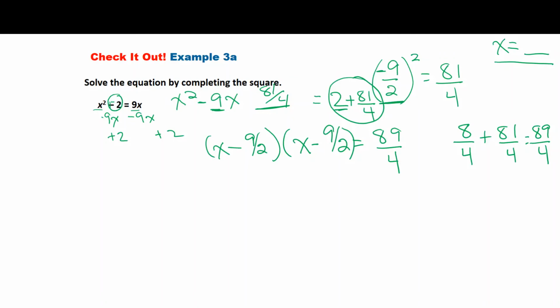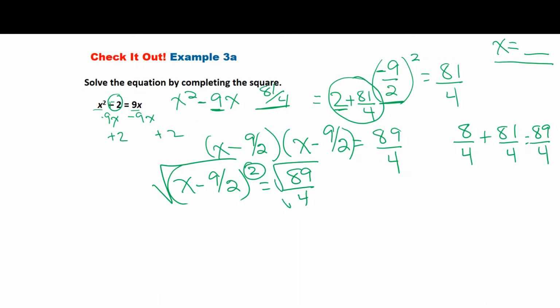Okay, so now what we do is we can just say (x − 9/2)² = 89/4. All right, well, I don't have my x all the way by itself, and I have a little square there, so I'm going to square root both sides. So I have x − 9/2 = ±√89 over, and I know the square root of 4 is 2. So I'm just going to go ahead and write that in, and this is a plus or minus.